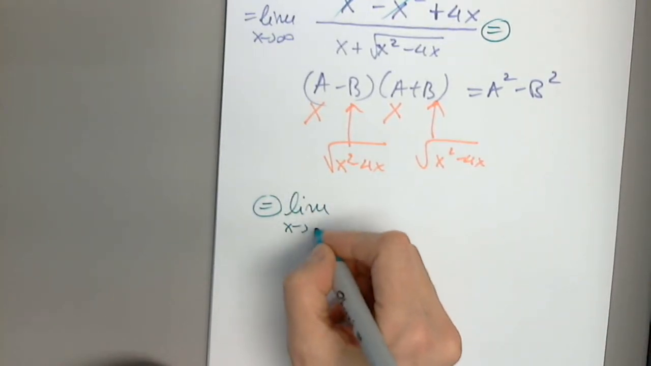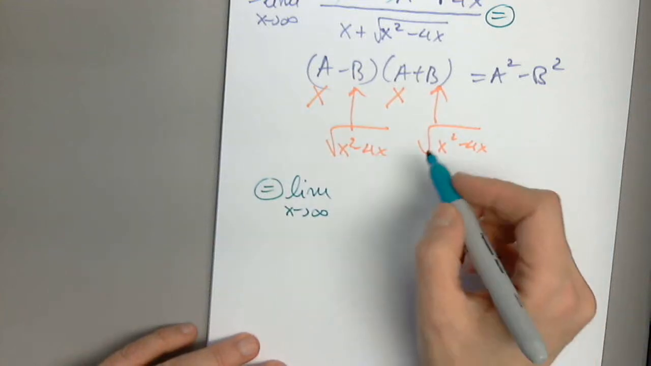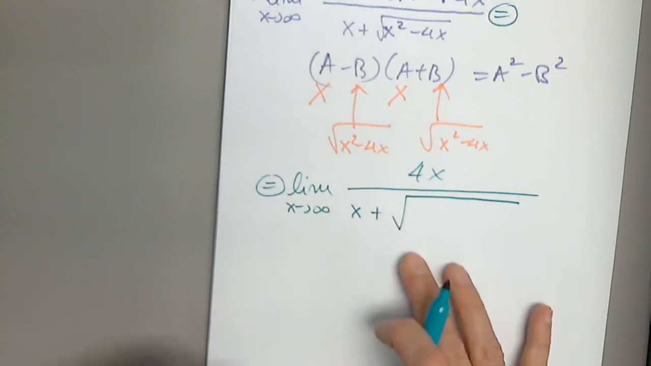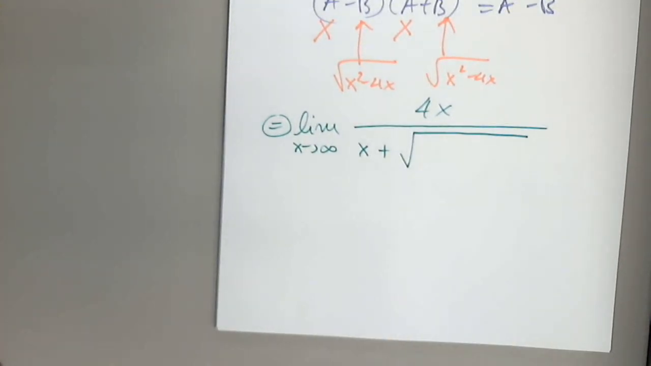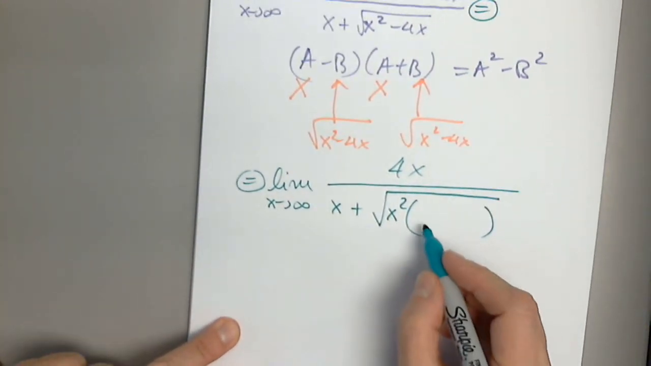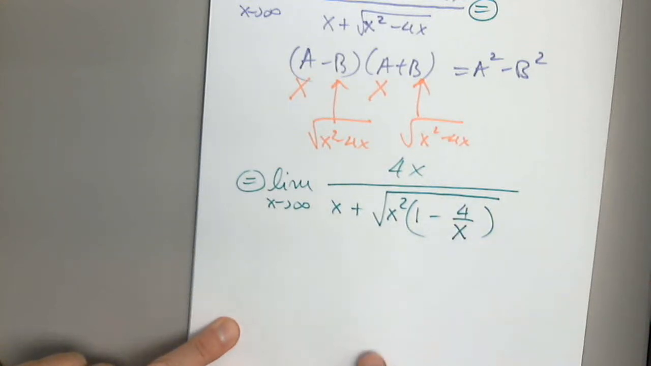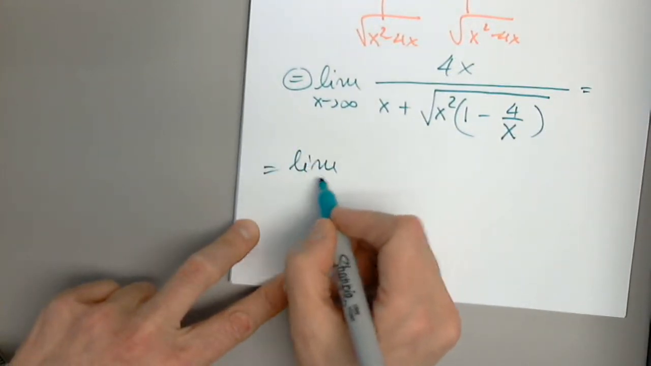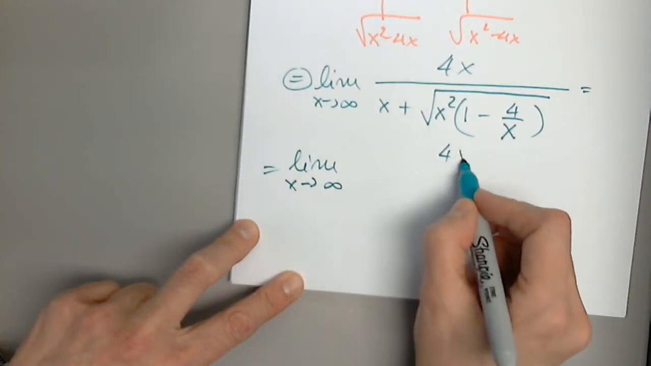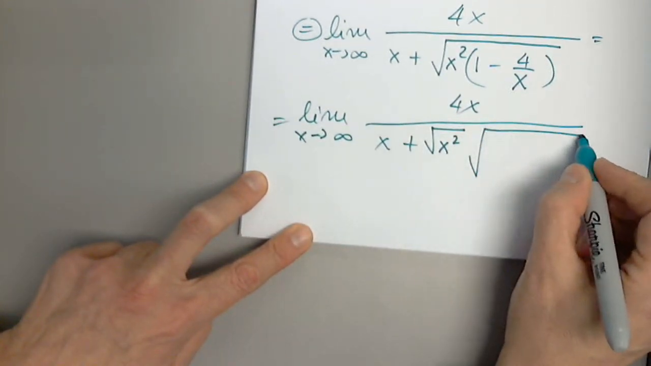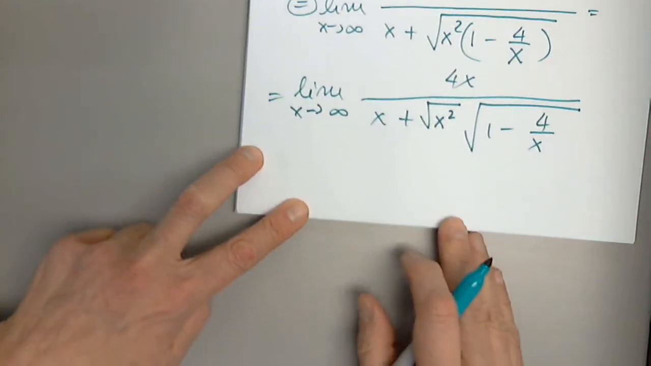Limit as x approaches infinity. The numerator is 4x. I continue with x plus. What do I do now under the square root? What do I factor out? X squared. Very good. And then what is left? 4 over x. Very good. So now at this point, I should write one more step as 4x over x plus the square root of x squared and the square root of 1 minus 4 over x.